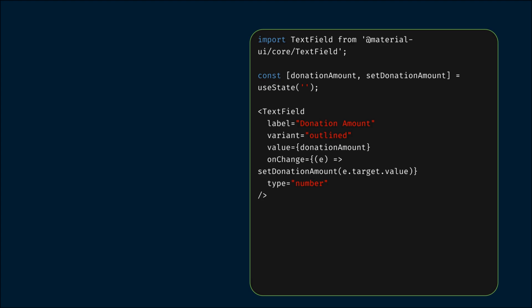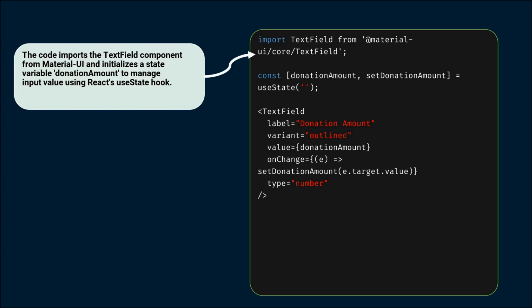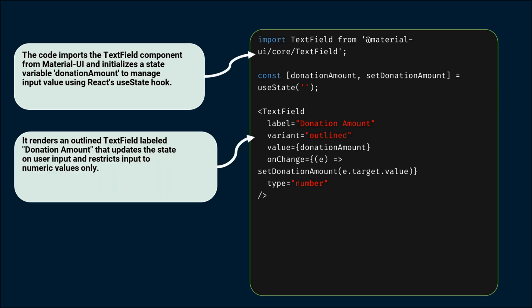Now let's see how we can implement the input field for our donation amount using Material UI's text field component. First, we need to import the text field from Material UI, which allows for an easily customizable and interactive input field. Then we declare a state variable called donationAmount, initialized to an empty string, along with the setDonationAmount function to update this state as the user types in their desired donation amount.